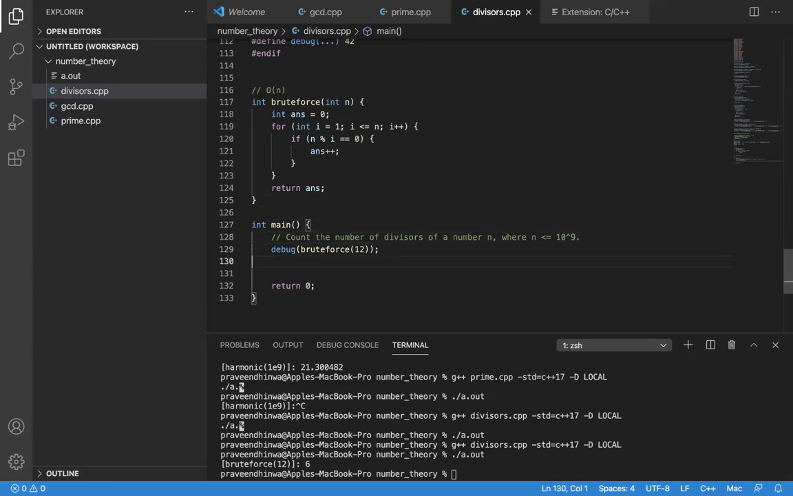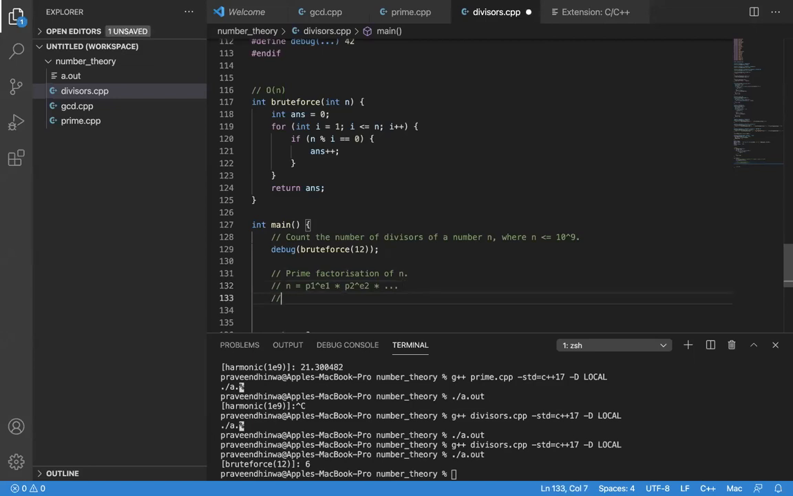So what is the other way? You can count divisors using prime factorization as well. Prime factorization of a number n. So what do you mean by prime factorization of n? Prime factorization of n would be p1 power e1 times p2 power e2. So basically, you decompose this number n into prime powers.